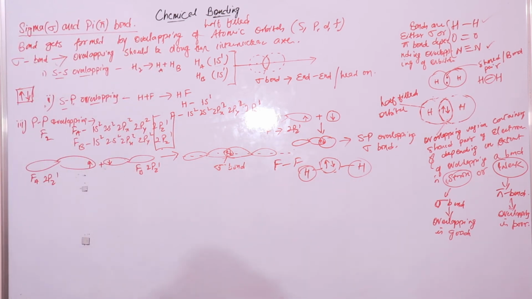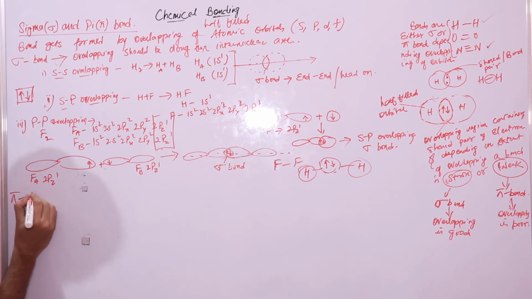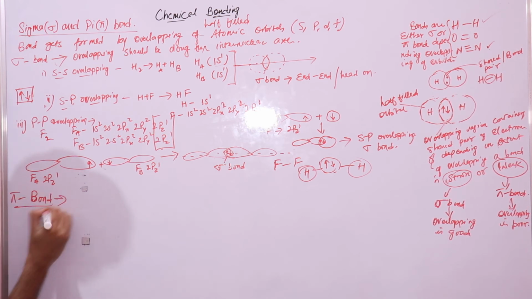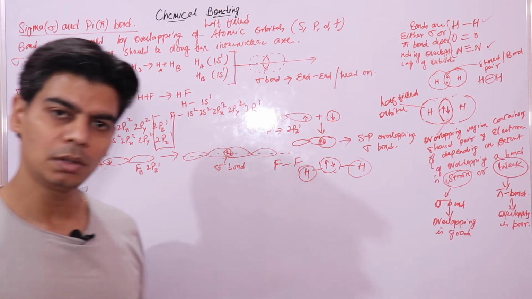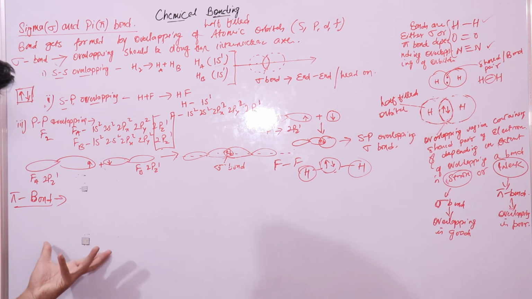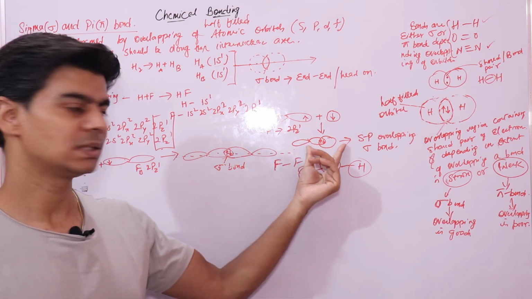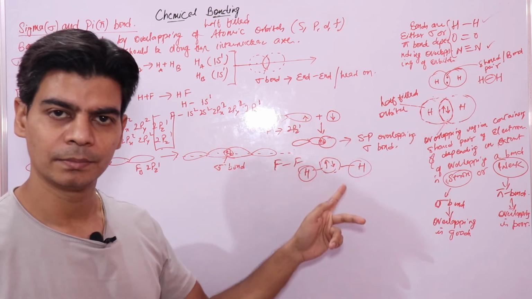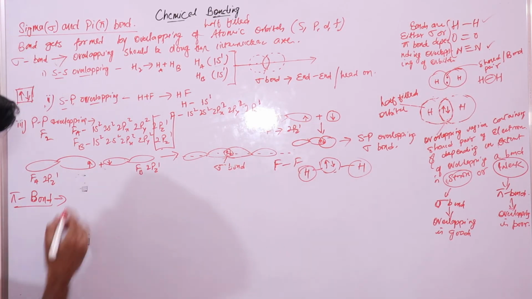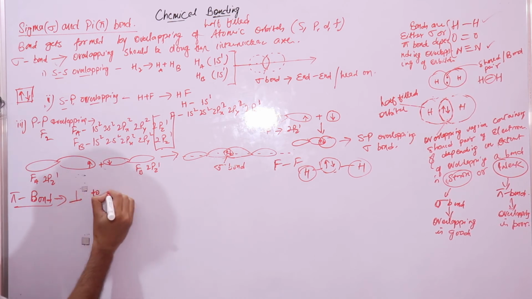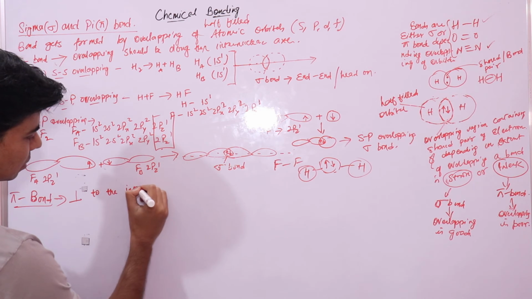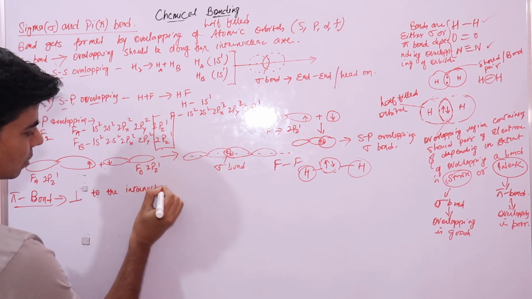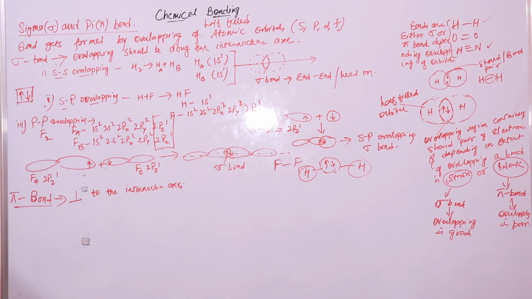Now the second type of bond is your pi bond. Pi bond is your weak bond. Why do we say it is a weak bond? Because in a pi bond, the overlapping is less good than in the sigma bond. Here the overlapping is perpendicular to the internuclear axis, or we can also call it the sideways overlapping of p orbitals.